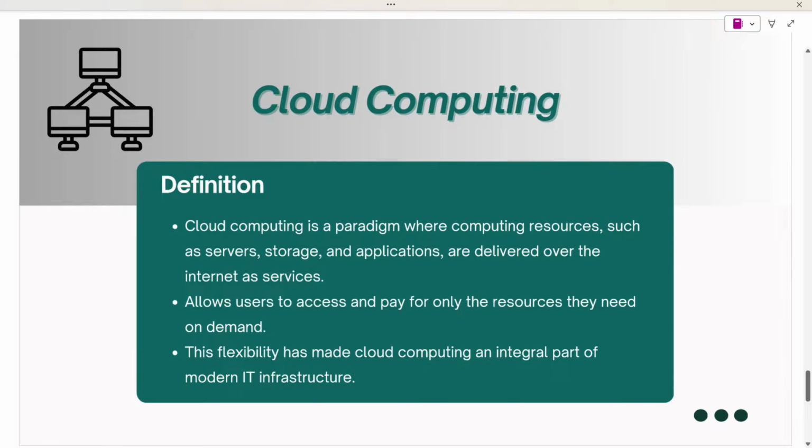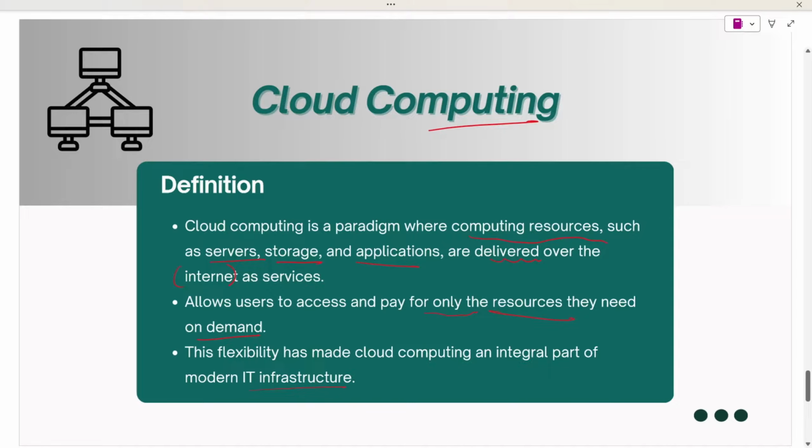And next we have cloud computing. Cloud computing is a paradigm where computing resources such as servers, storage, and applications are delivered over the internet as a service. Unlike traditional computing models where resources are owned and managed locally, cloud computing allows users to access and pay for only the resources they need on demand. This flexibility has made cloud computing an integral part of modern IT infrastructure.